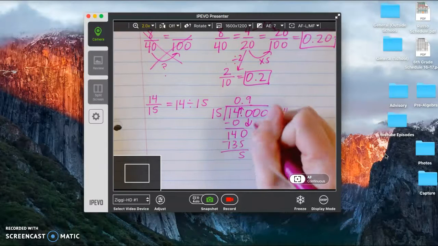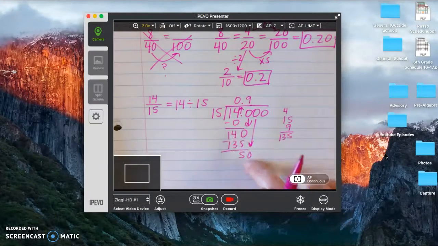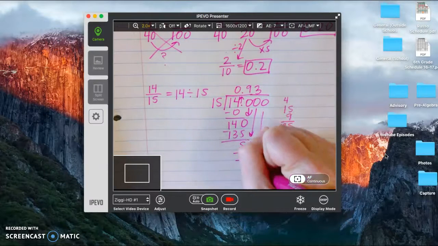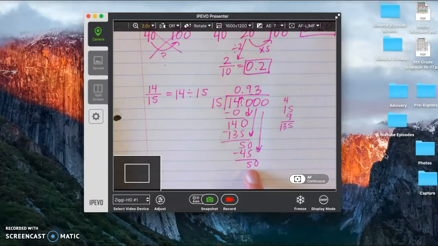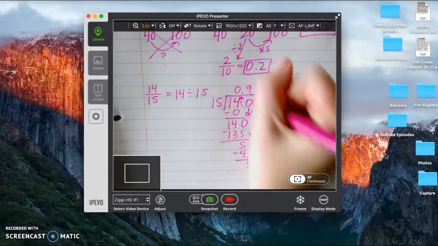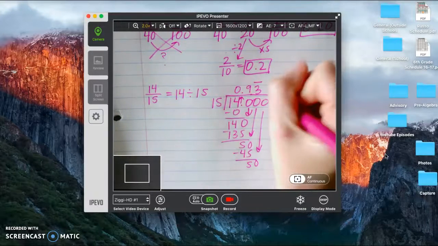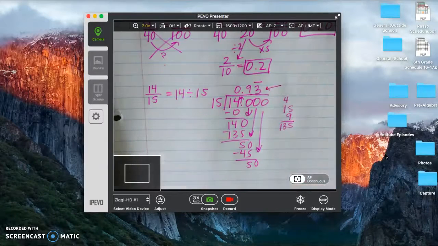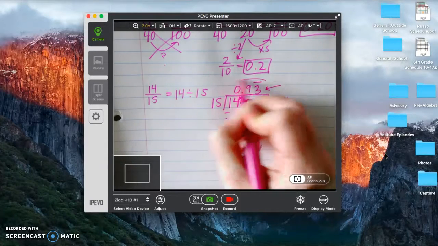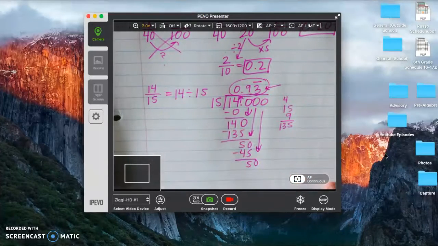I still have a remainder, so I pull down my 0. 15 goes into 50 3 times. 15 times 3 is 45. And I get a 5 again. So that means I bring down my 0. I'm going to continue to get a remainder of 5 and bring down that 0 over and over again. So that tells me that my 3 is repeating. So this is going to be a repeating decimal because my 3 is going to go on forever and ever. So that would be my answer there.